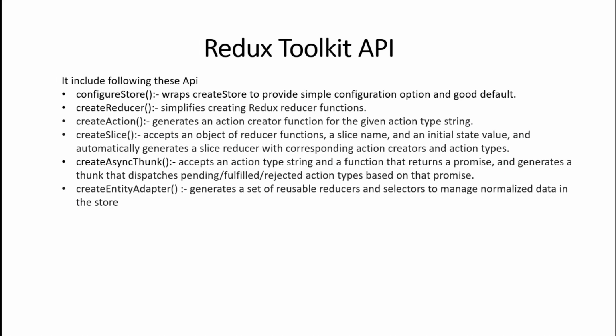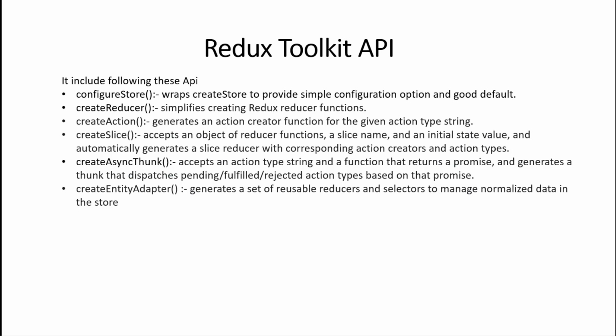Now let's move on and talk about createAsyncThunk. createAsyncThunk is used to perform asynchronous tasks with the Redux Toolkit package. This function normally accepts three parameters. The first parameter will be the action type, which will be a string. The second parameter will be the function that will return a promise and generate a thunk that will dispatch either pending, fulfilled, or rejected action types based on that promise. And the third parameter will be the options object.